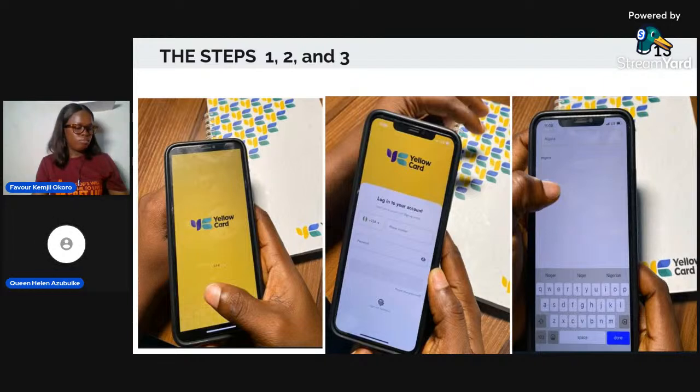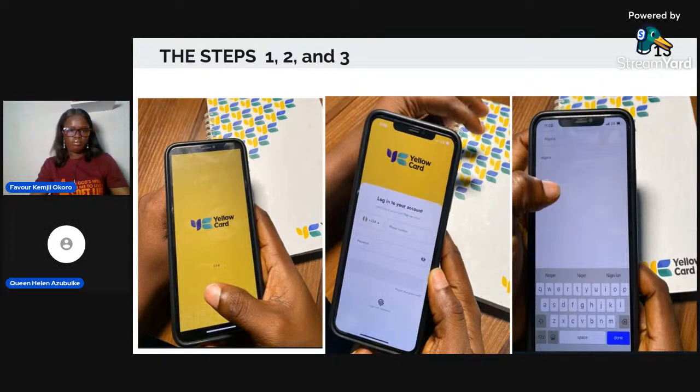Another thing you can do on the Yellow Card app is to send money through USDT. So let's say you have friends who are in the crypto ecosystem, or you have friends who have Yellow Card too. You can send money to them using the Yellow Card app, and they will receive the money. You just get them to download the app and start trading, or start sending.